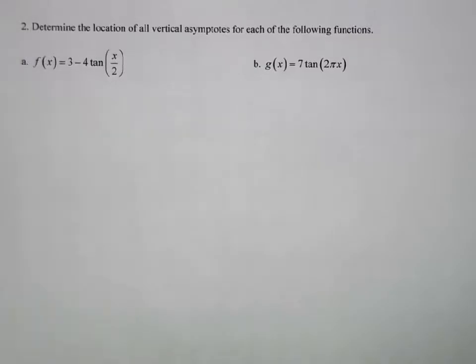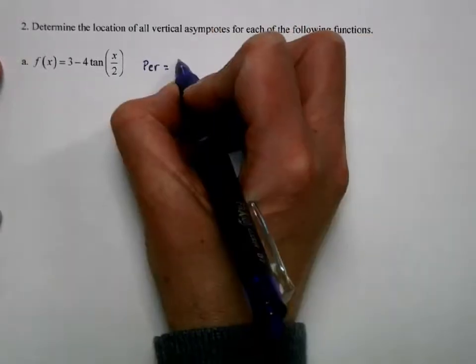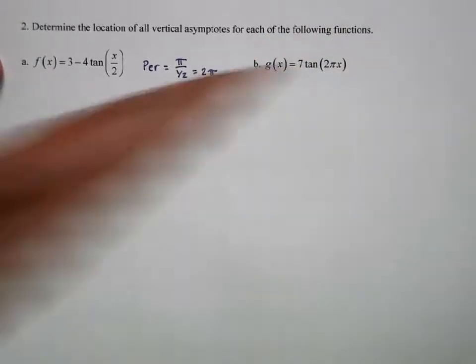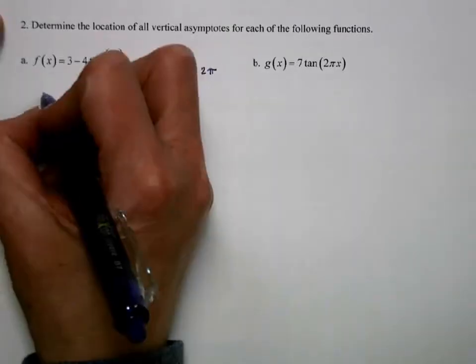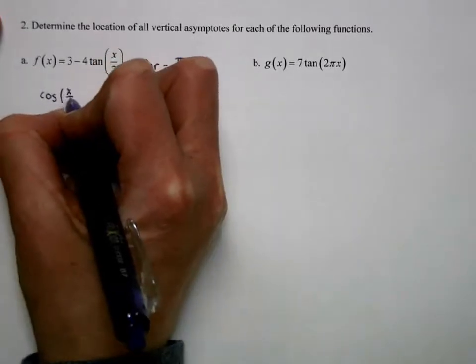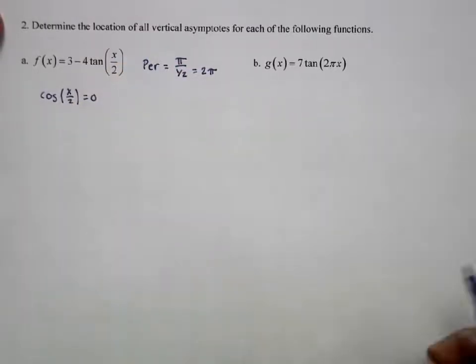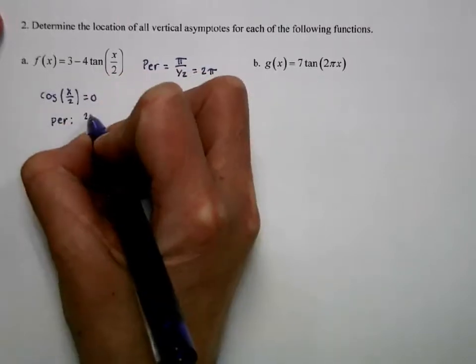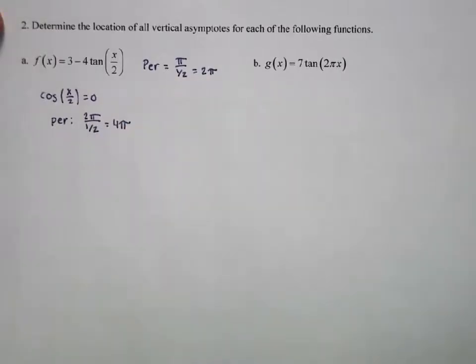Next, we're going to find the location of all vertical asymptotes for each of the following functions. So first I'm going to figure out the period. So that's going to be pi over 1/2 or 2 pi for this one. Then I'm going to look at the graph of cosine, because when cosine x over 2 is equal to 0, we're going to have a vertical asymptote because we're going to be dividing by 0. So my period for cosine here is 2 pi divided by that 1/2. So we get a period of 4 pi.